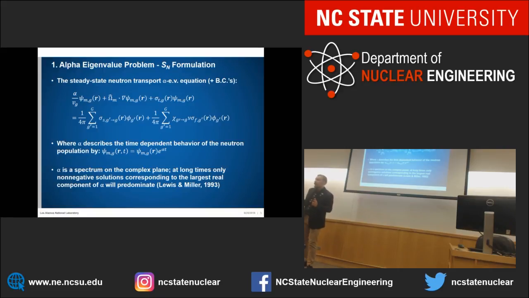However, you lose some information by doing that, and that's the fact that alpha is not really just a single value. Alpha is an eigenvalue that exists as a spectrum, and in fact, it exists as a spectrum on the complex plane. Most people aren't typically interested in these higher order alpha eigenvalues, but there are certain niche groups, especially at Los Alamos, that are interested in those higher order alpha eigenvalues.